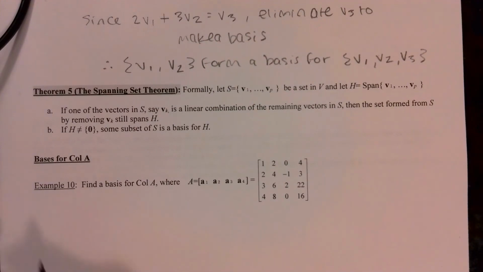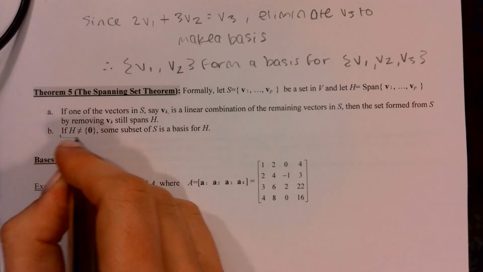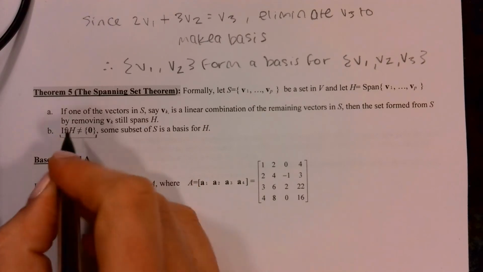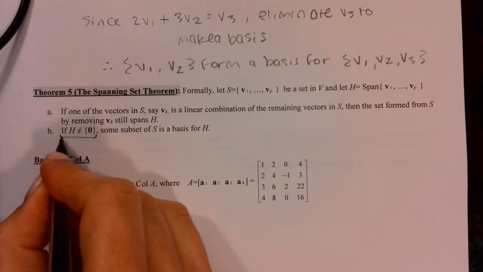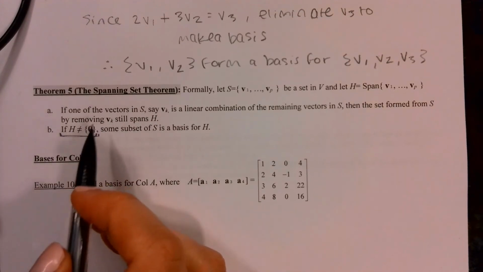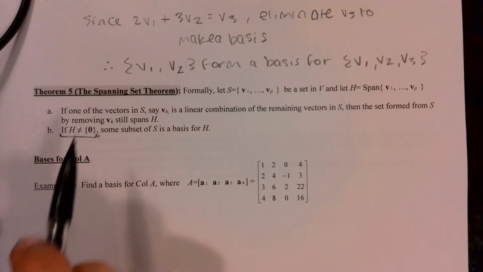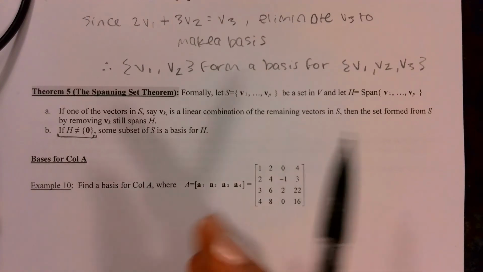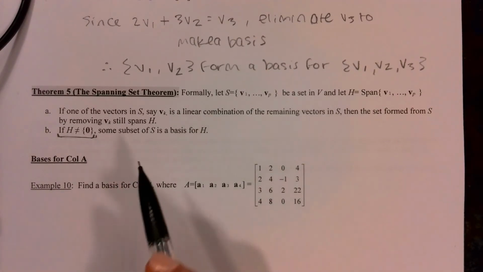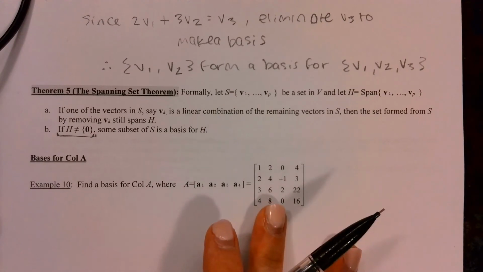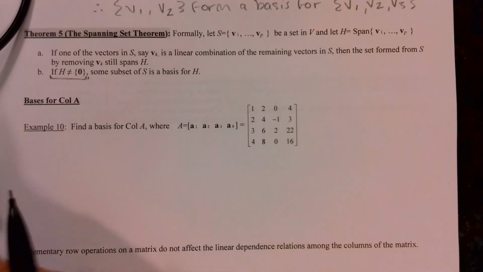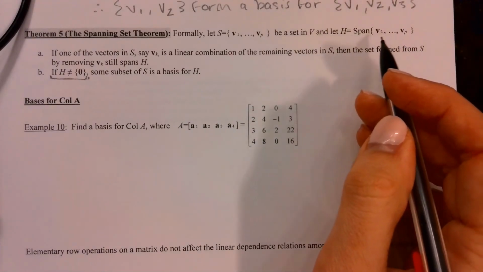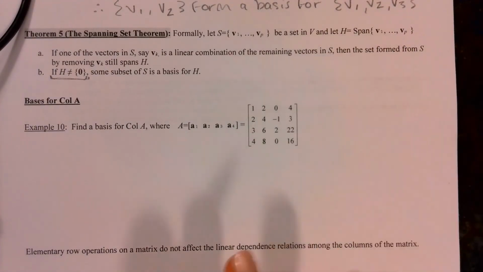And this is to say that as long as the subset is not just the 0 vector, then some subset in there will still be the basis for H. So we can just use the vectors that are already in H to form a basis for H.